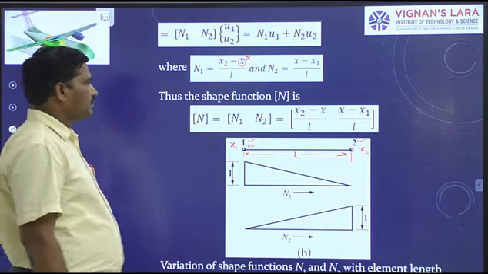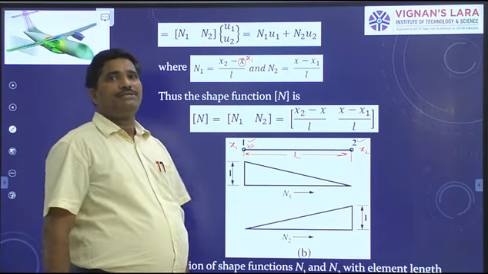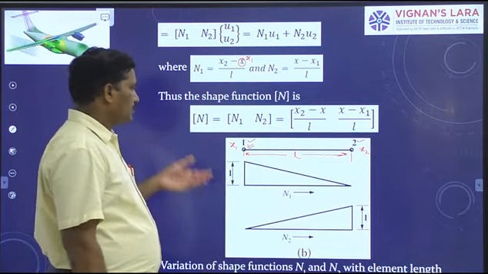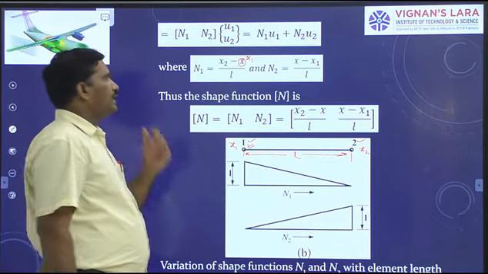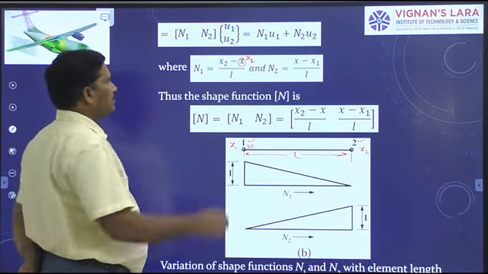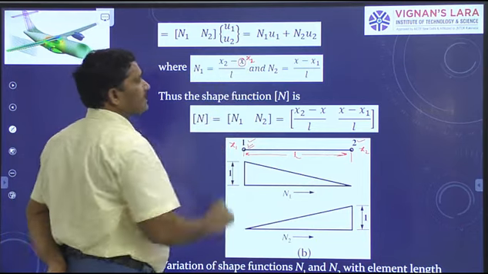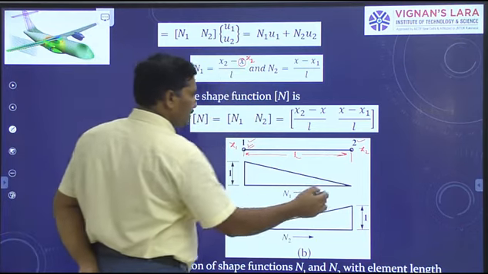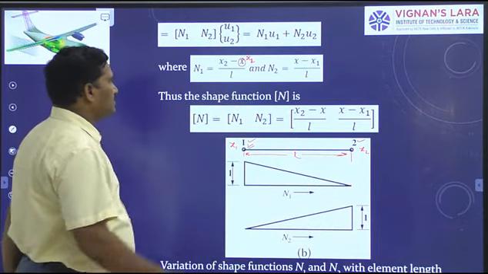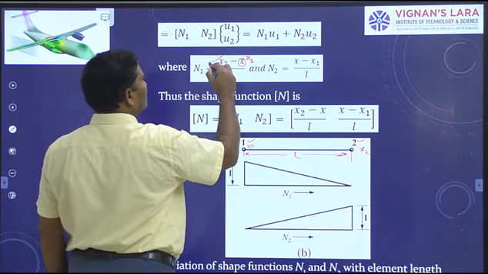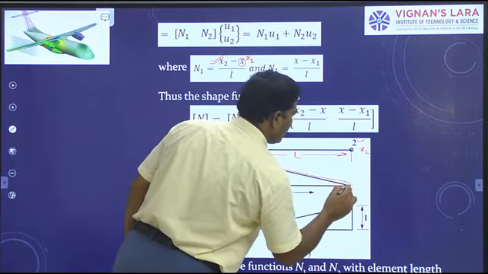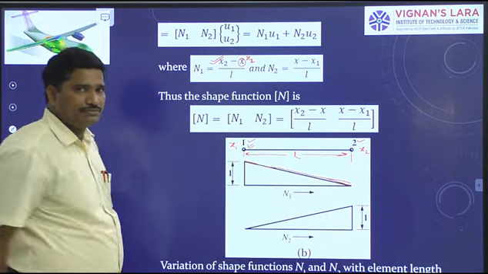Right? Next, at node 2, that is, at x equal to x2, what is the value of the shape function N1? That we see. At x equal to x2, then what happens? N1 equals x2 minus x2 by L, which is 0. Therefore, we have the shape function N1 as 0. Because this is a linear function, you get a straight line. The variation you get is linear along the straight line.